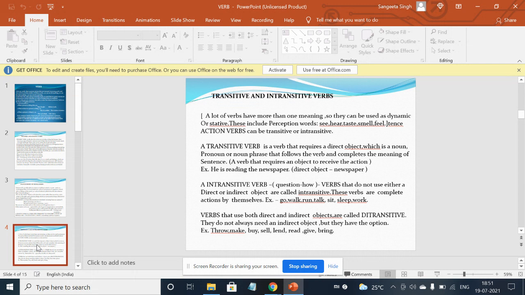Verbs that use both direct and indirect objects are called ditransitive. They do not always need an indirect object, but they have the option. Example: throw, make, buy, sell, lend, read, give, bring. When we make sentences from these verbs, sometimes we use an indirect object with a direct object.